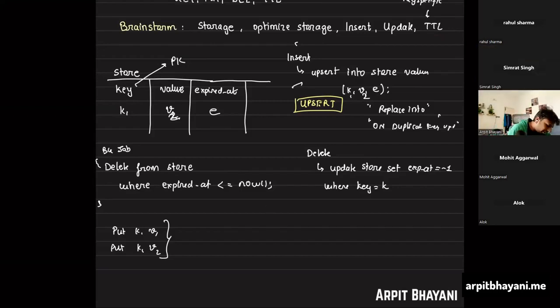So what does your get query look like, your SQL query to get a particular key? So basically select star from database where key equals K1.